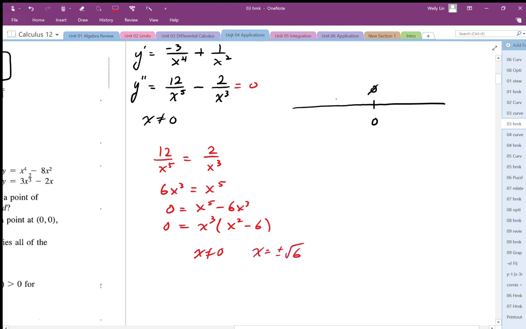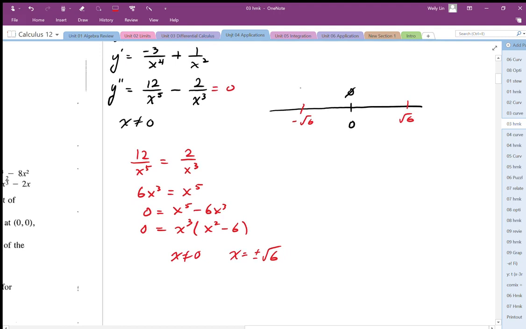So those are the points I'm going to test my concavity. So negative root 6 and positive root 6. So there's my 0 concavity here and here. Now at this point, I'm just going to test my second derivative for concavity. So I need to choose a point to the left of root 6. I'm going to choose negative 3.